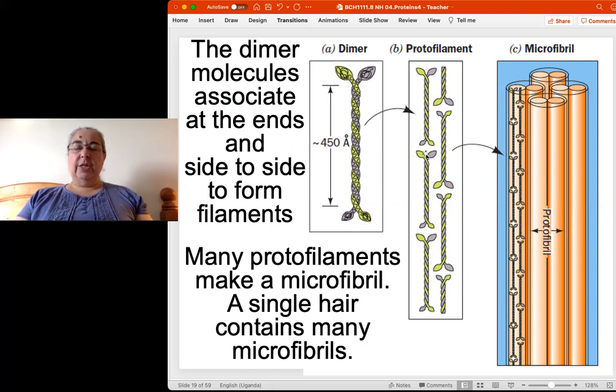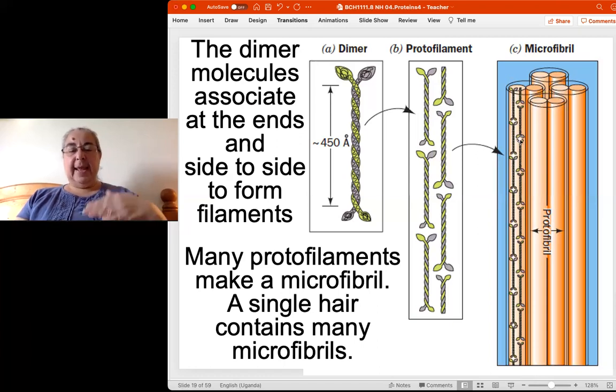So we've got interactions. These are non-covalent, weak interactions, if you like. But again, as we keep saying, many weak interactions can in total form a strong interaction. So interactions top to bottom and side to side line up the dimers, the keratin dimers, to make a filament. Then lots of fibrils line up together to make a microfibril.